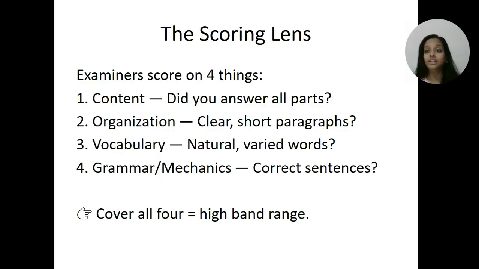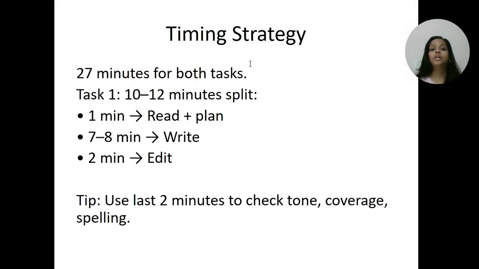The next important thing is timing. You only have 27 minutes total for both tasks, but task 1 usually gets around 10 to 12 minutes. Here is a good split. Take 1 minute for reading and planning, 7 to 8 minutes for writing, and 2 minutes for editing. Trust me, the last 2 minutes is gold. So you can check, did I use the right tone? Did I cover the problem, impact, request? Are there any spelling errors? So you can use the last 2 minutes efficiently.